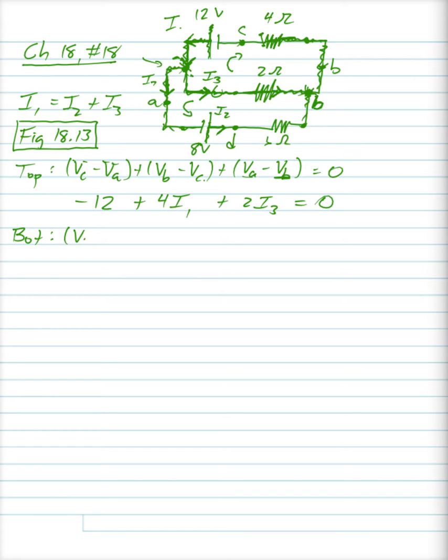So final minus initial, and then I'm going to go from D to B, so final minus initial, and then I'm going to go from B to A, final minus initial. Okay? Now, VD minus VA, that's going to be positive, right? D has a higher potential than A, so that's plus 8.